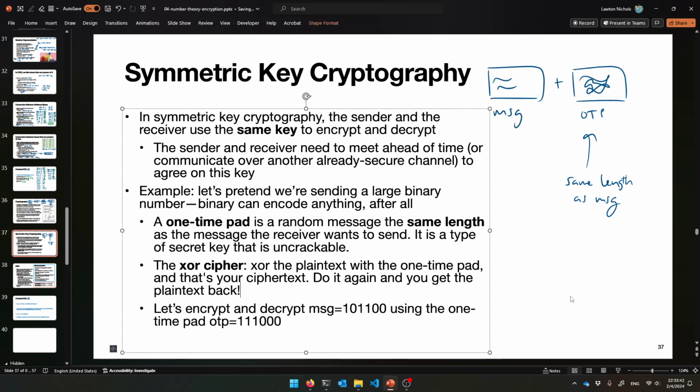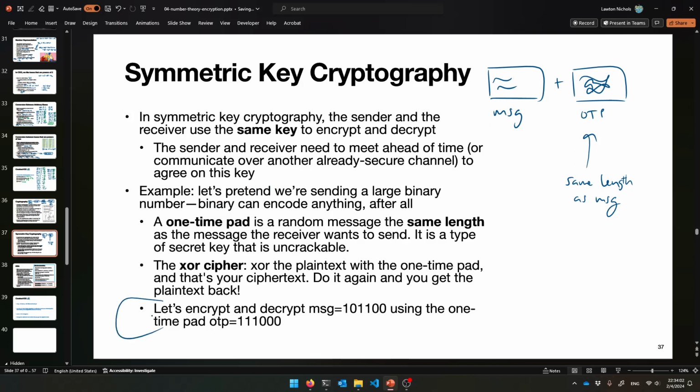Okay, so here's the secret. This is symmetric key cryptography. If you get together, you come up with a random one-time pad, a random binary number the same size as your message, you can exclusive OR it with the message. That can be your ciphertext. And then the person on the other end, who also has the same one-time pad, can do the XOR one more time, and that'll get you the plain text back, which is really cool.